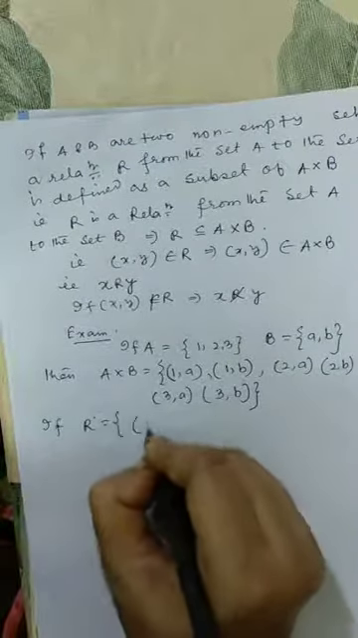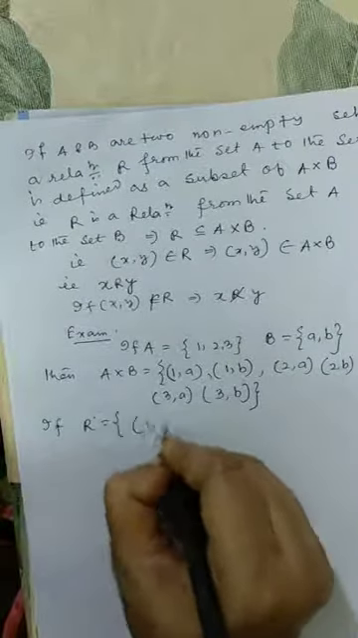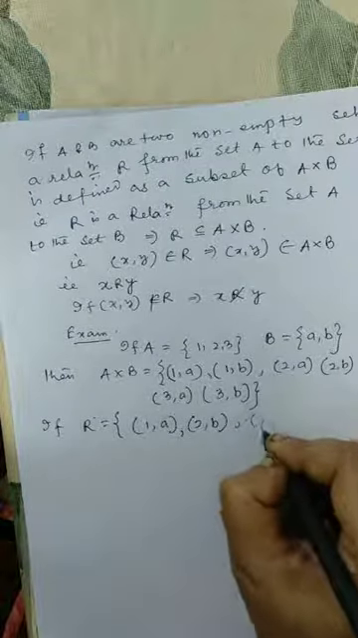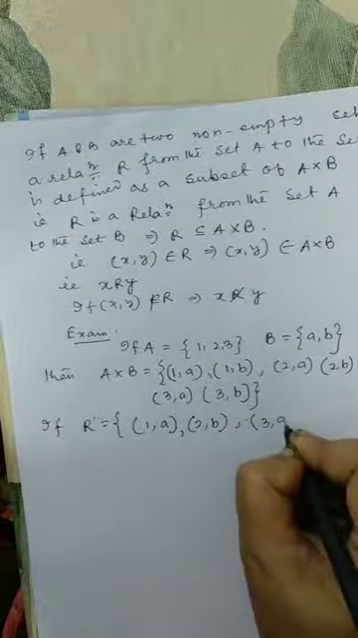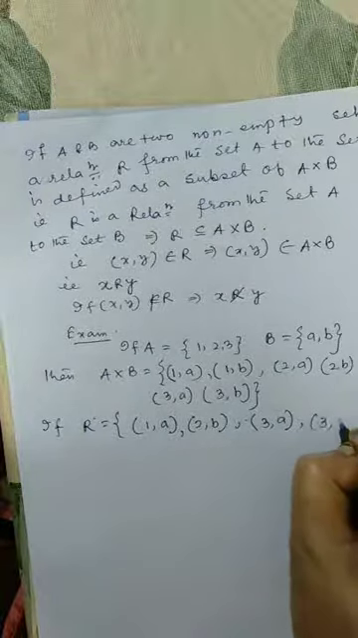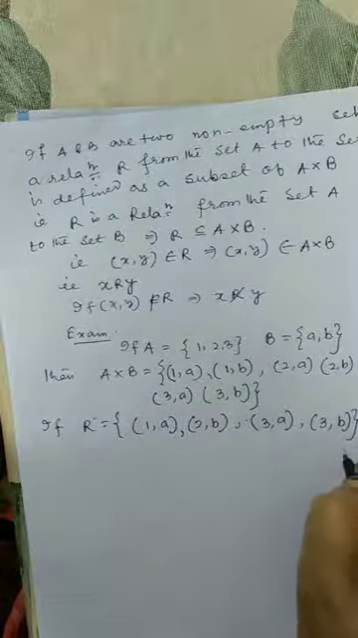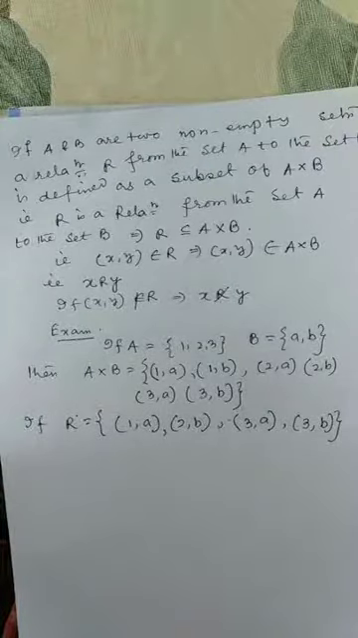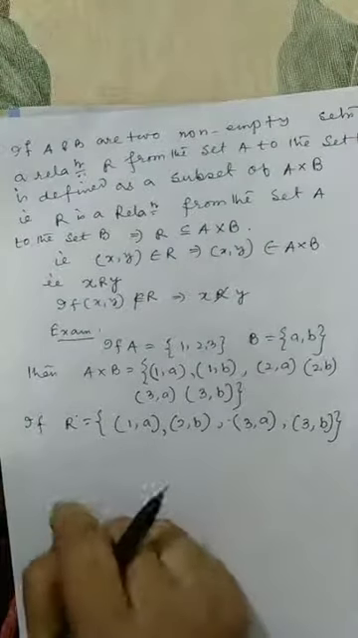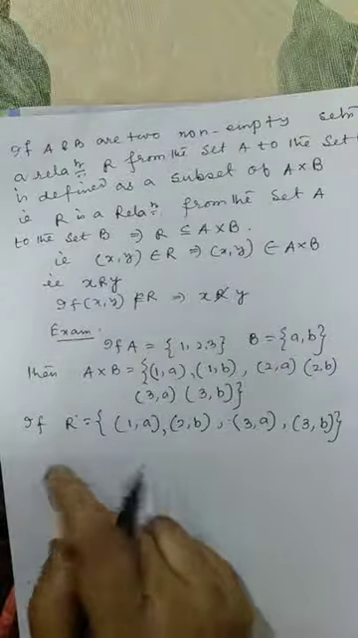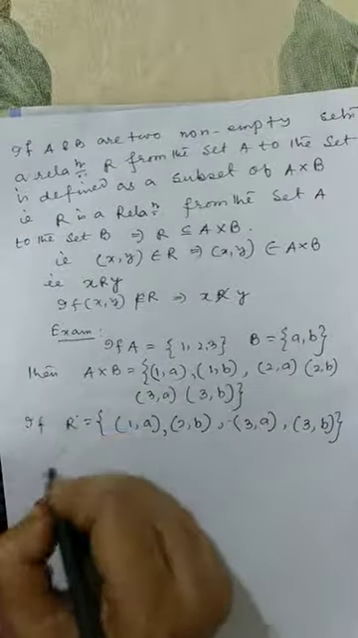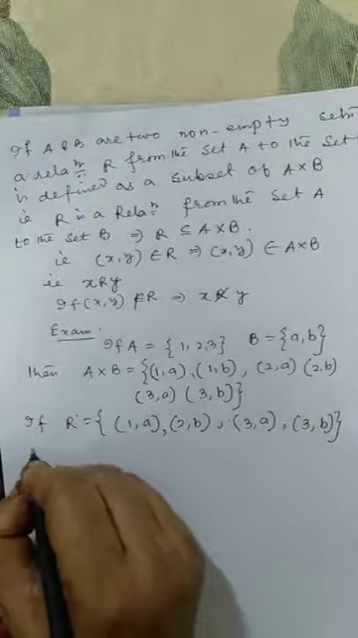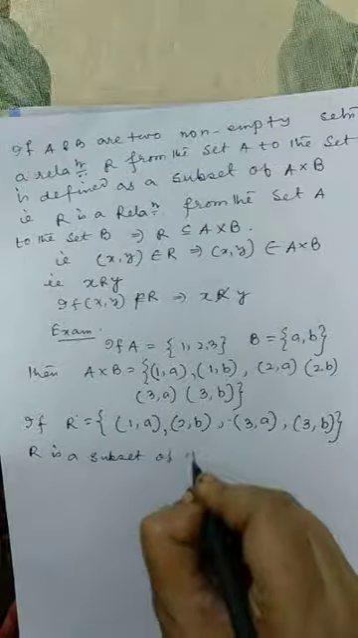If R equals {(1,a), (2,b), (3,a), (3,b)}, then R is a subset of A cross B.